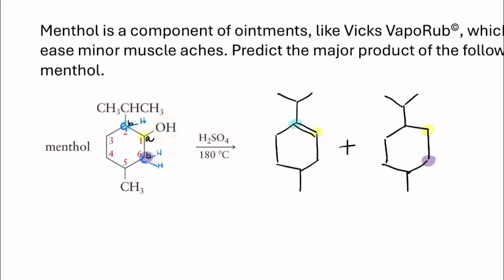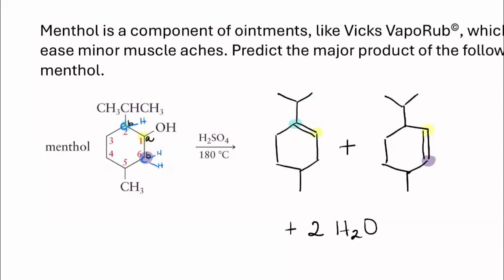That is going to produce water. And then the alkene that forms is between carbon number 1 and carbon number 6. I'm going to write the water molecule. So this produces two water molecules, one per alkene formed.